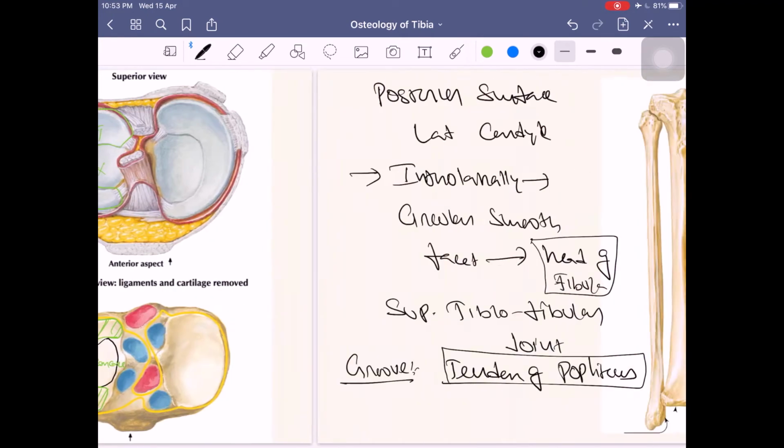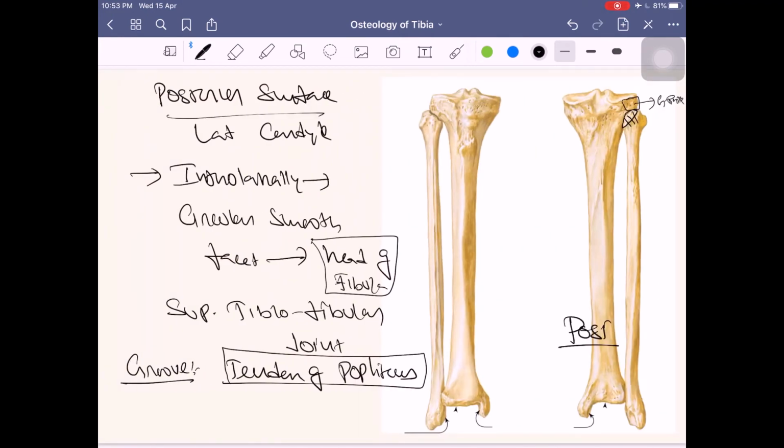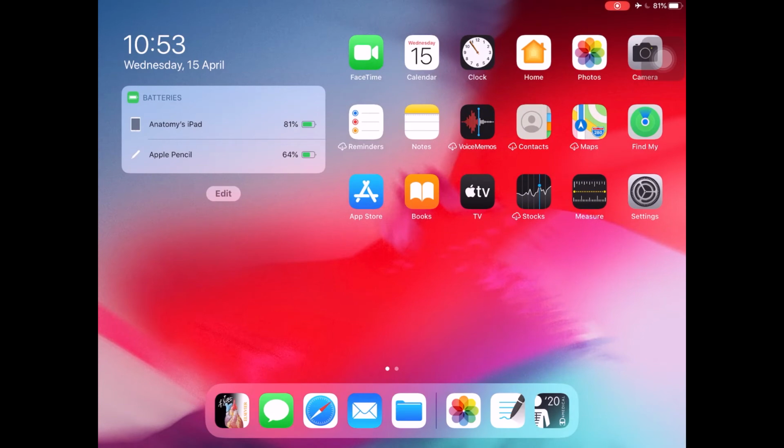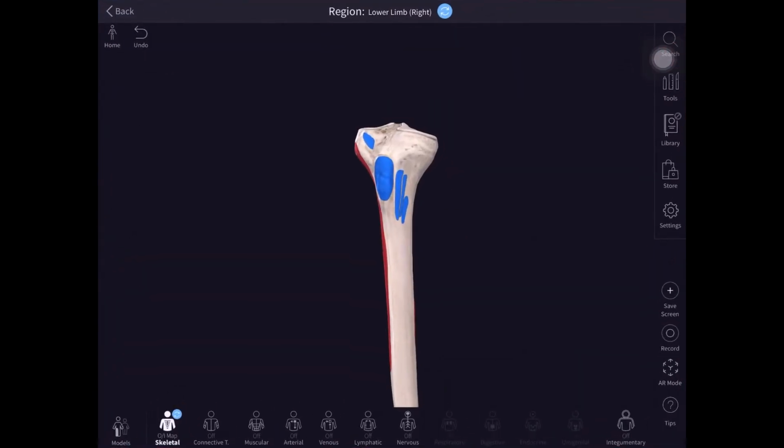So on the superior surface, you have the lateral meniscus mainly. On the posterior surface, you have a facet for the head of the fibula and the groove for the tendon of Popliteus. And on the anterior surface, you have the facet called Gerdy's tubercle for the iliotibial tract, and both anterolateral surfaces provide attachment to the lateral patellar retinaculum, which is the aponeurotic extension of vastus lateralis.